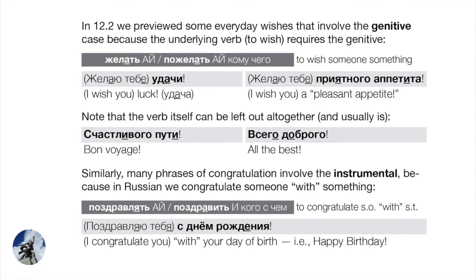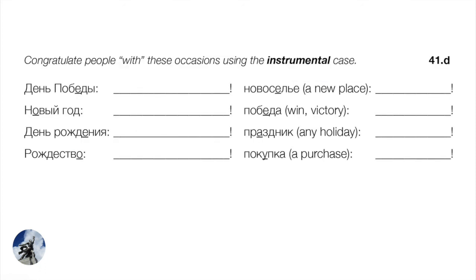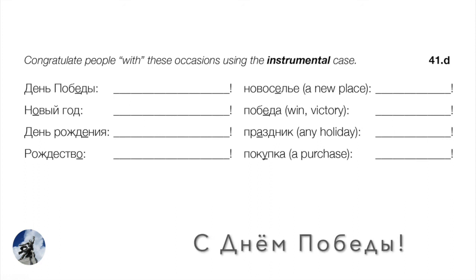Okay, so let's take a few public holidays or occasions, and let's just put them into the instrumental following sa, and we'll get some useful phrases. So let's start with the День Победы, with day of victory, with Victory Day, right? Celebrating the end of World War II in Europe, the Soviet victory. С Днем Победы. Okay, with day of victory, с Днем Победы.